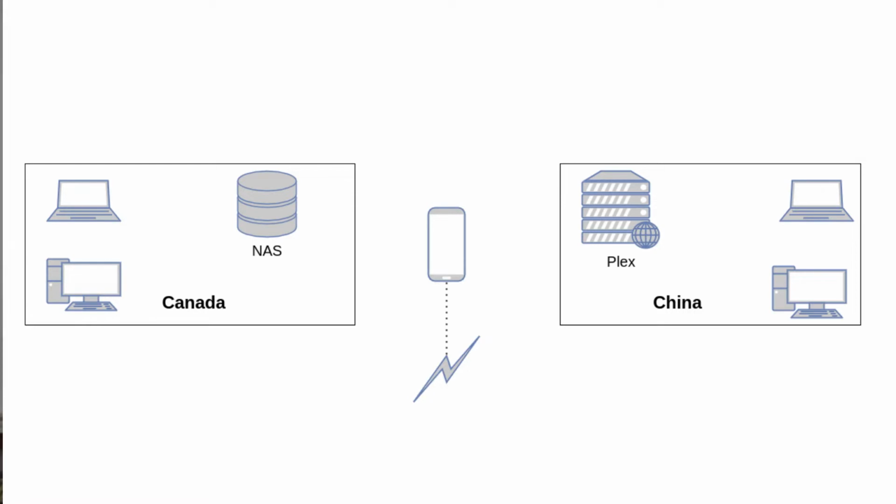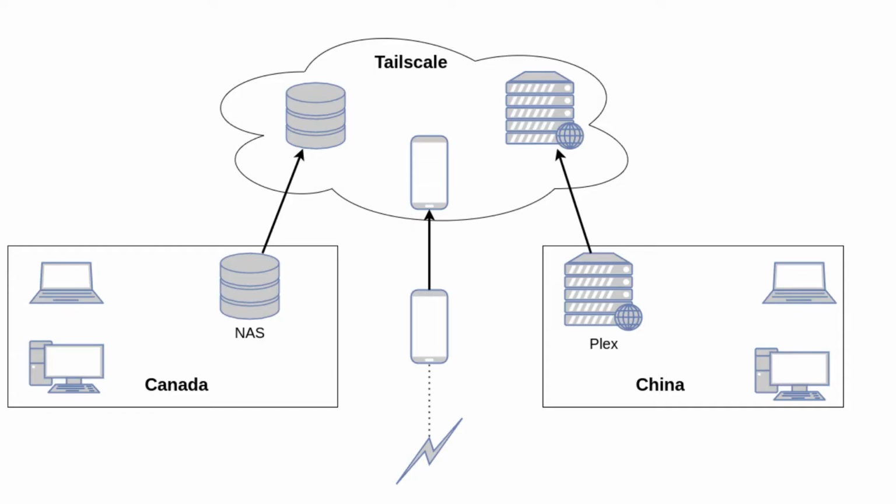For example, let's say I have 3 devices connecting to 3 different networks. A NAS in Canada, which has a lot of movies, a media server in China, and a phone connecting to the mobile network. Now, I want to use my phone to stream the movies from my NAS using the media server. I can simply create a Tailscale network to connect all 3 of them. Then, I will be able to point my media server to the NAS IP address, point my phone's media client to the media server, and watch movies.